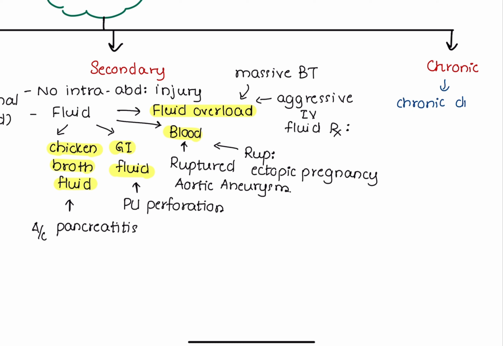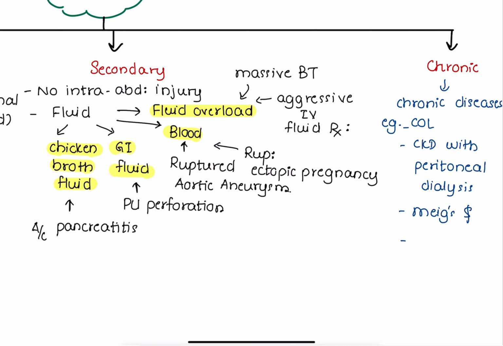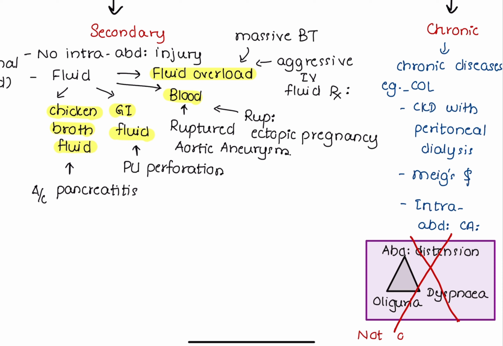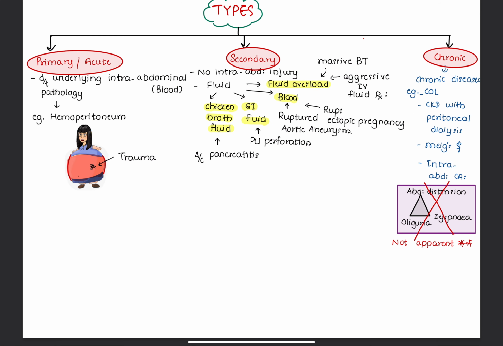Chronic abdominal compartment syndrome occurs due to certain chronic medical conditions with intra-abdominal fluid accumulation, for example, cirrhosis, chronic kidney disease with long-term peritoneal dialysis, mixed syndrome, or intra-abdominal malignancy. Clinical features like abdominal pain, abdominal distension, dyspnea, and oliguria are less apparent in chronic cases because the abdominal fascia and skin stretch slowly to accommodate with gradual fluid collection.